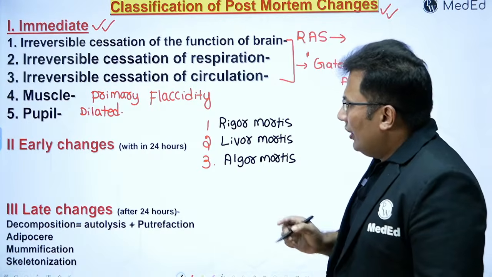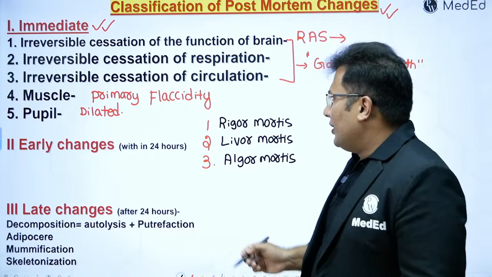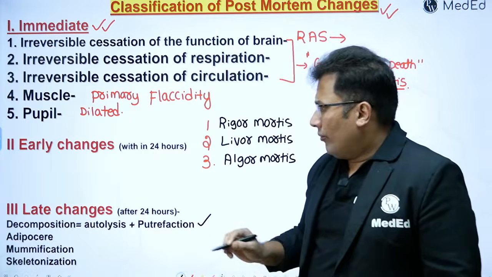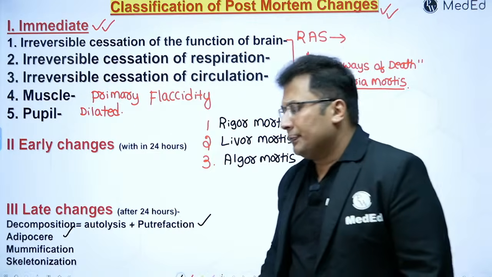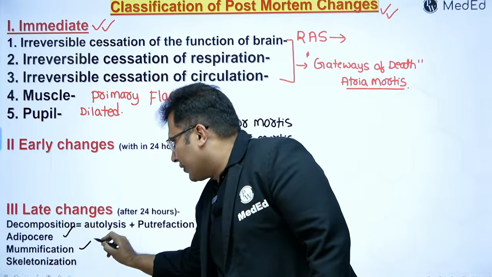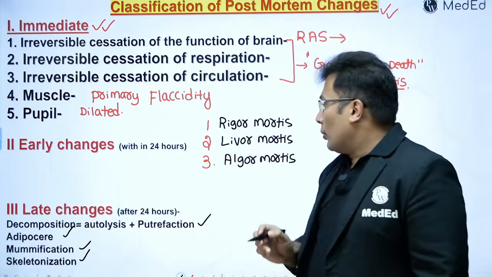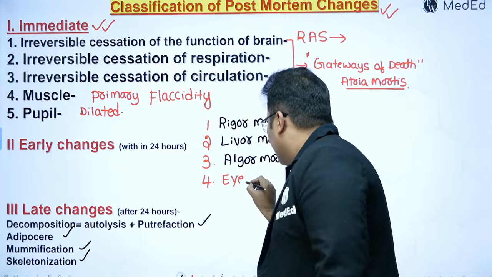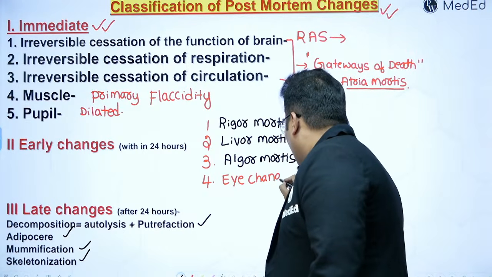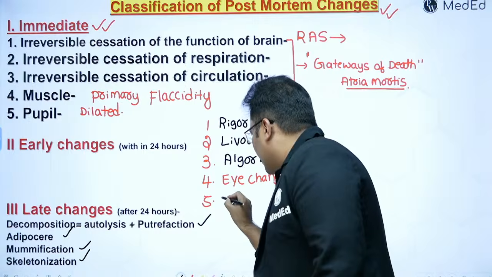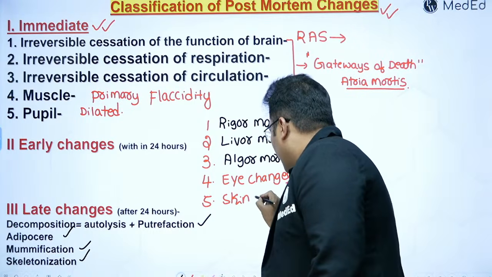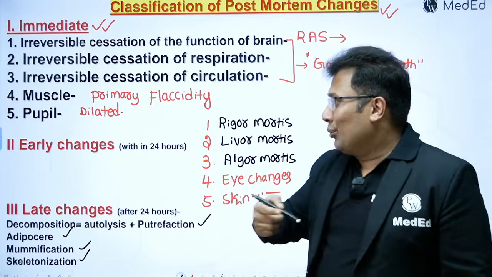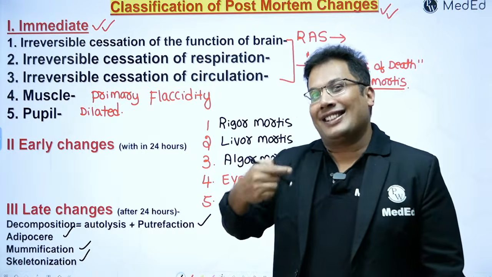Then late changes. Late changes we call putrefaction, adipocere formation, then mummification and skeletonization. And also here some more changes: eye changes and skin changes. So there are basically 5 important changes after death, usually within 24 hours. They are known as early changes.